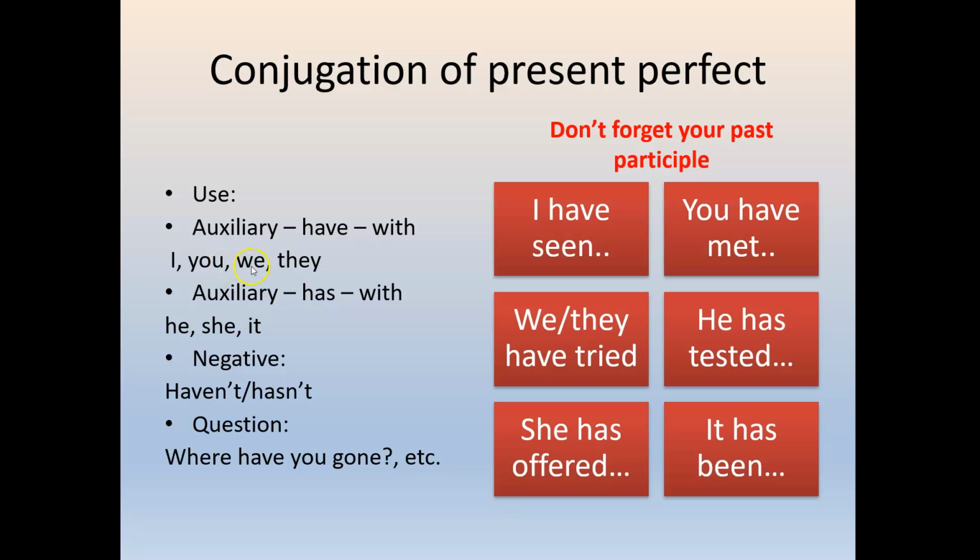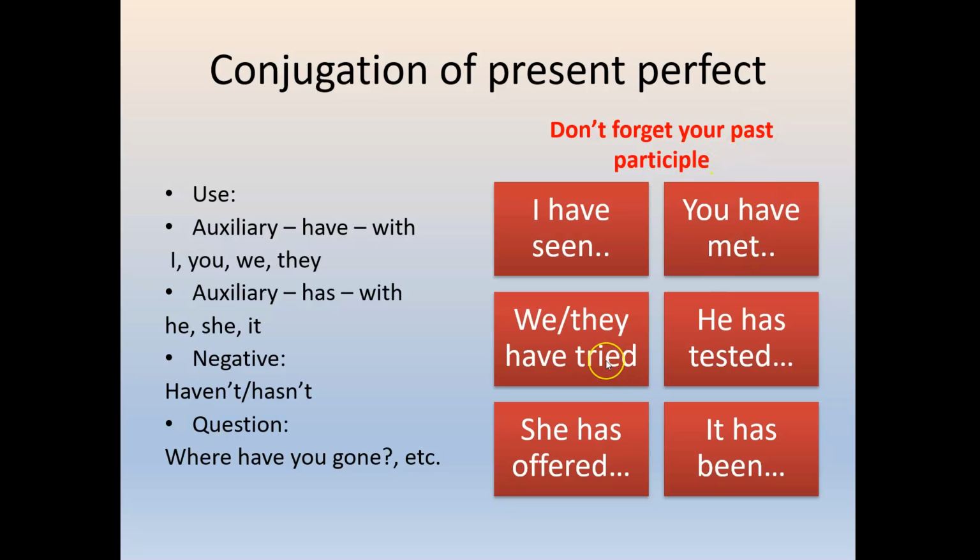Have is with I, you, we, and they, those subject pronouns, and has goes with the subject pronouns he, she, and it. To make it negative, you just make your auxiliary negative, and to make a question: question word, auxiliary, subject, verb. Don't forget, though, that your verb has to be in the past participle. So for an irregular verb, such as the verb to see, my past participle is seen. It's that third column of verbs when you're trying to learn your verbs. Or meet, the past participle is met.